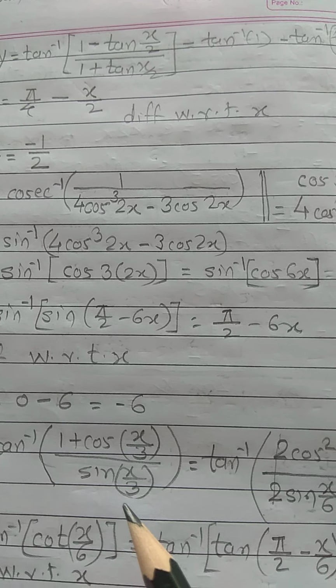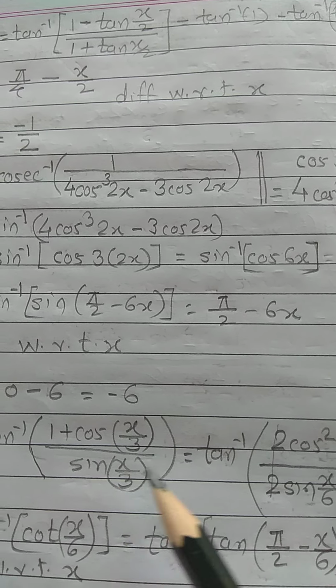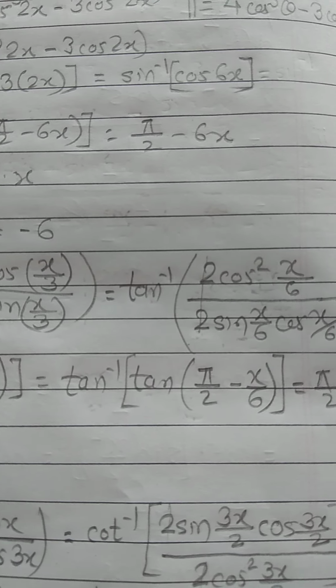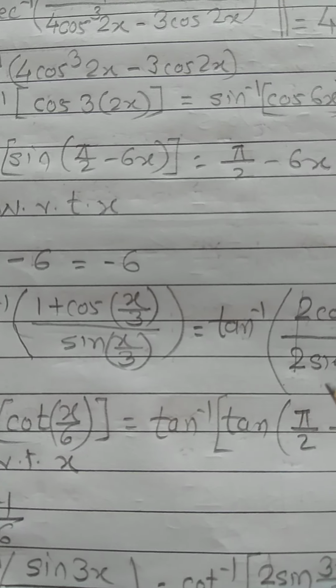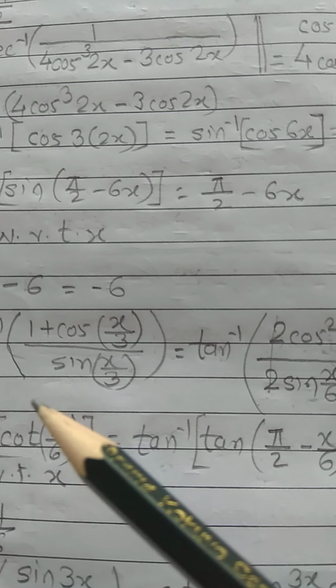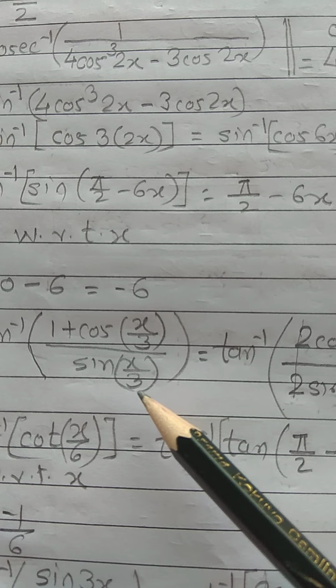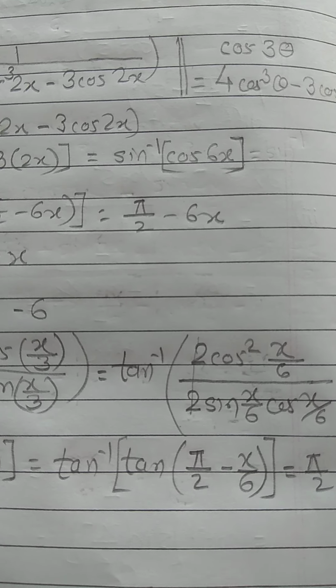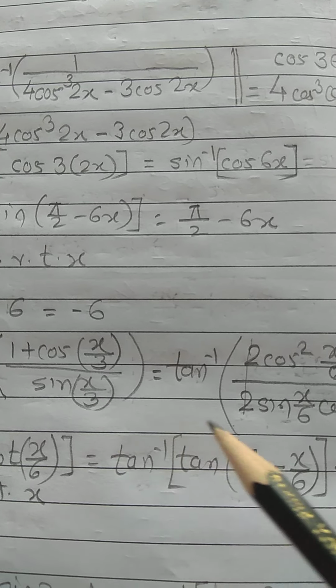Sin 2 theta is 2 sin theta cos theta. So in place of sin theta here, we will write 2 sin theta by 2 cos theta by 2. That means we have to make half of this angle. Half of x by 3 is x by 6. The 2 will get cancelled, cos will get cancelled, and cos upon sin will give you cot here. So cot of x by 6 remains.